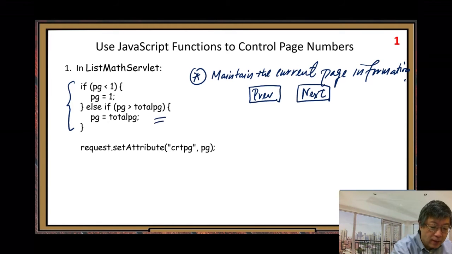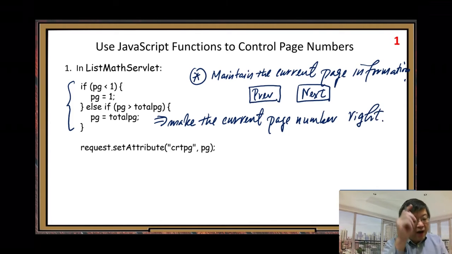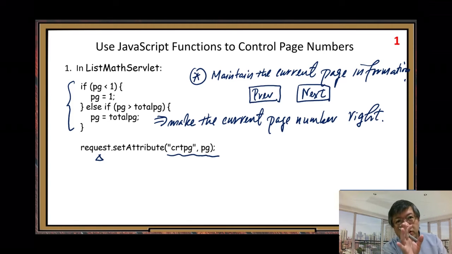Try to make the current page number right. After that, we store it in the request scope. The reason we store it in the request scope is that we want to send it to the JSP.